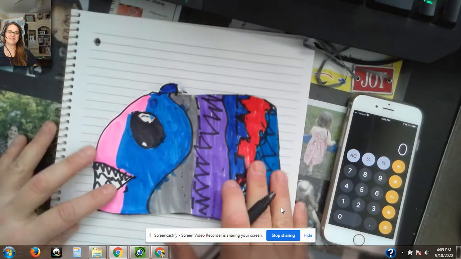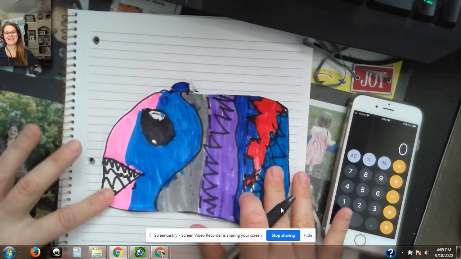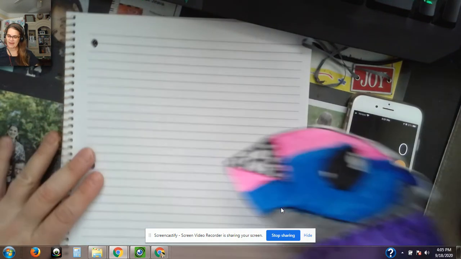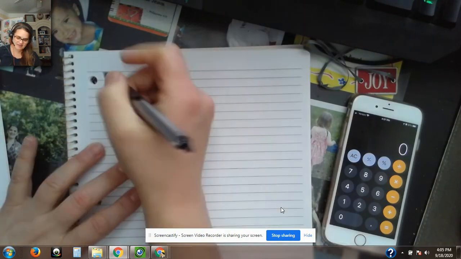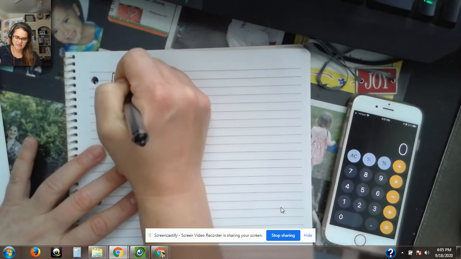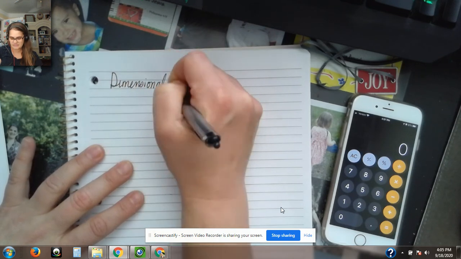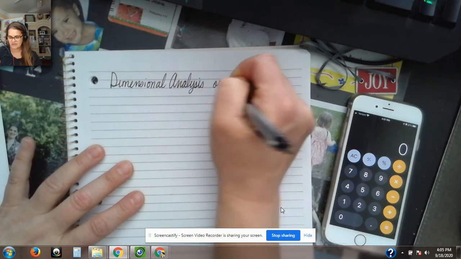dimensional analysis tutorial. Are you feeling a little bit like this? I think a lot of kids feel like this with dimensional analysis, but hopefully I can make it nice and easy for you guys. So I'm going to start this way. This is dimensional analysis. Or we call it railroading.